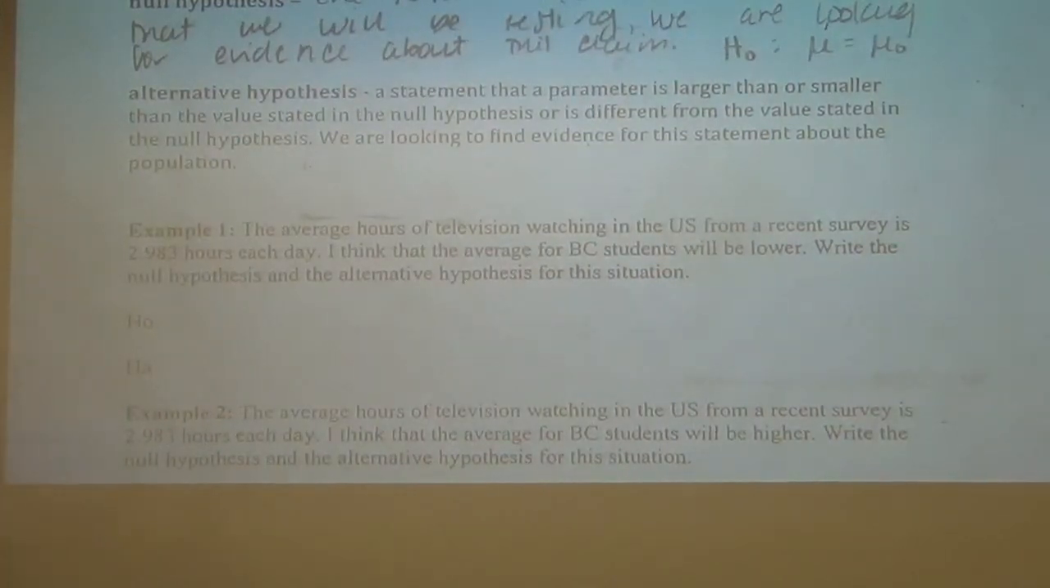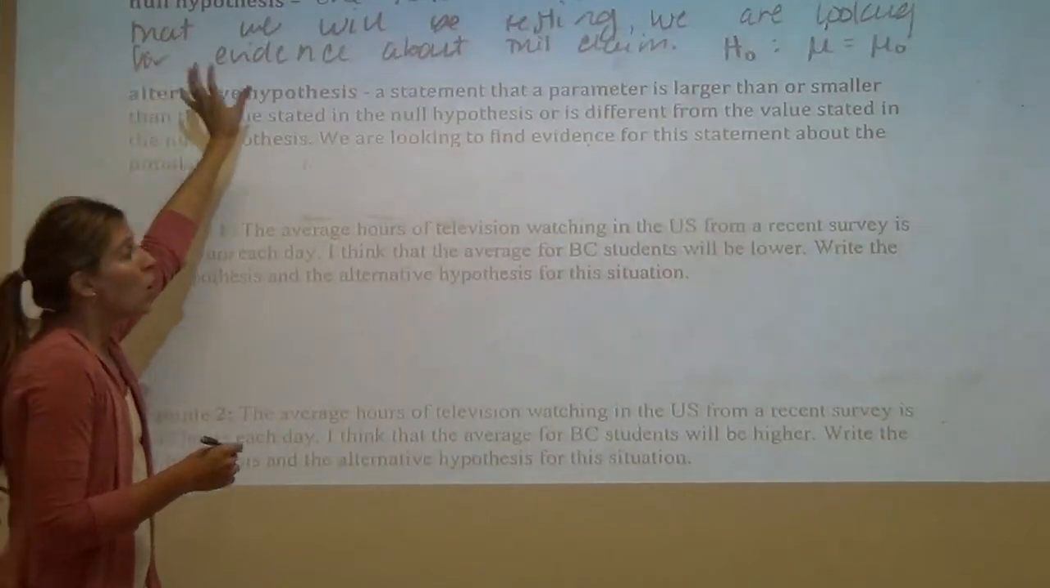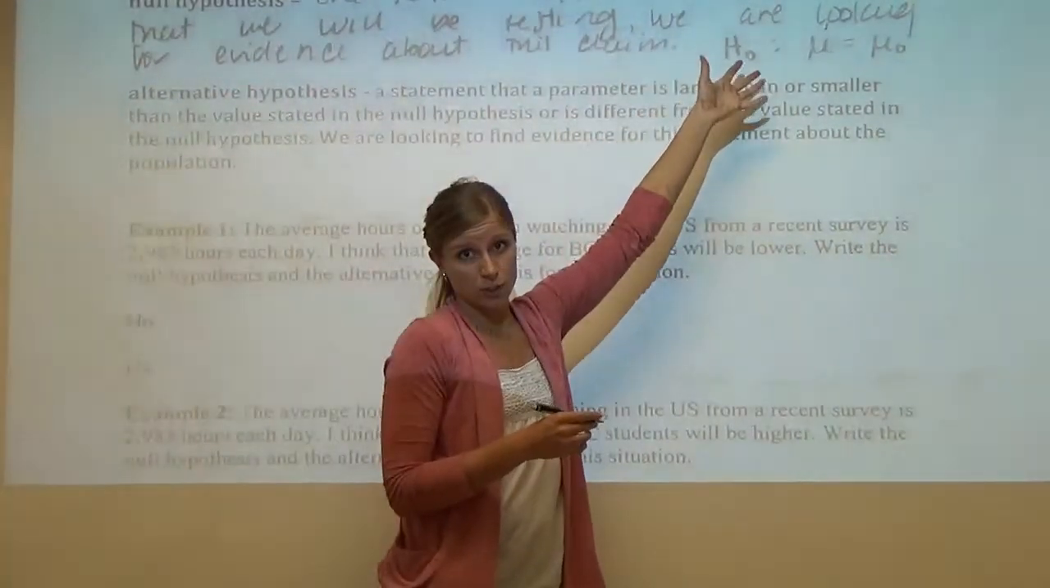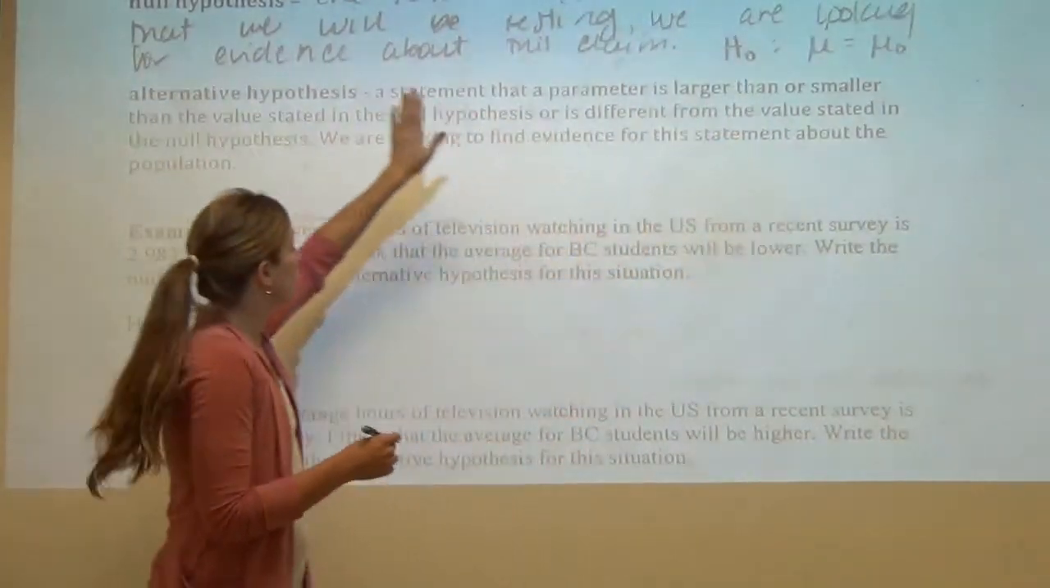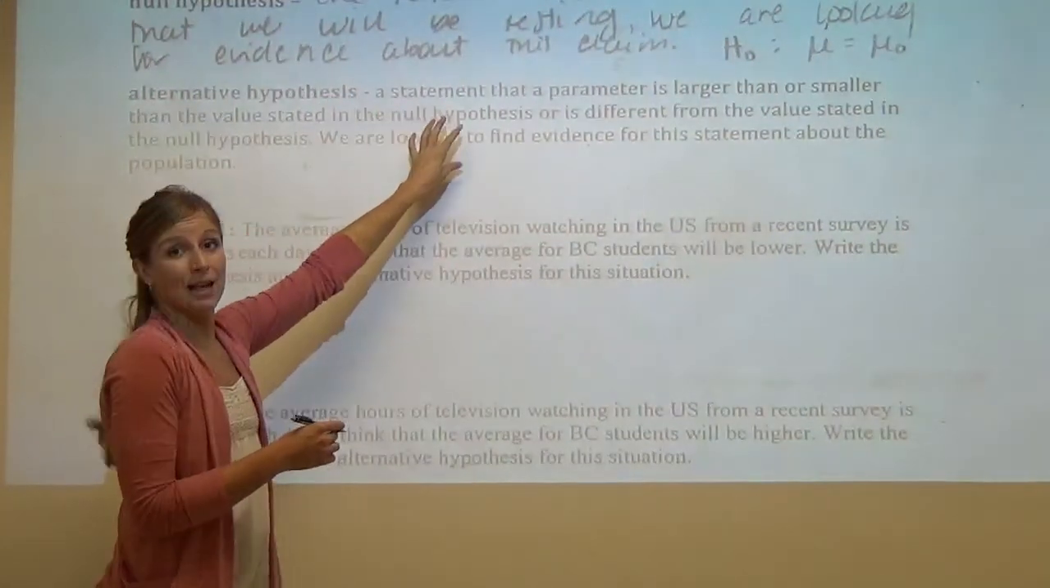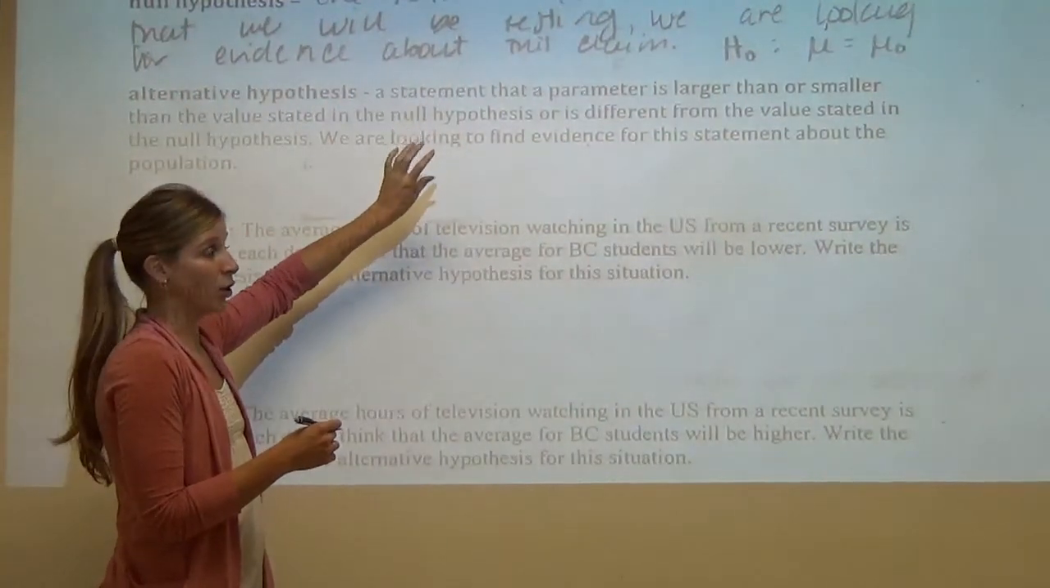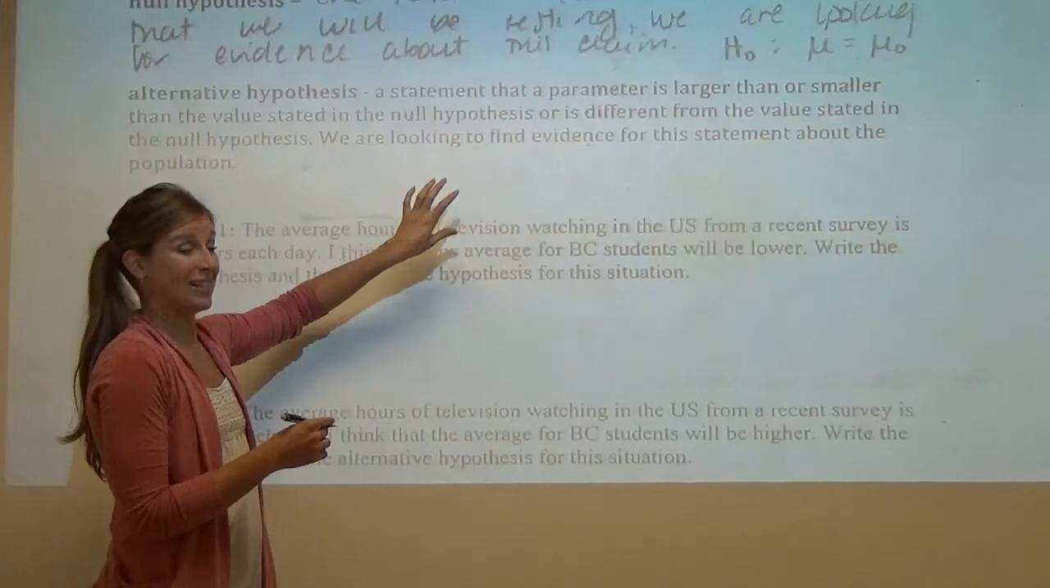Right, so the alternative hypothesis is going to be a statement that a parameter is larger than or smaller than the value stated in the null hypothesis, or we could just say they're different from the value stated in the null hypothesis. So we're looking to find evidence for this statement about the population. We start with equal to as our null hypothesis. For the alternative hypothesis, we could look at it being less than the null, greater than, or we could simply say it's different than.